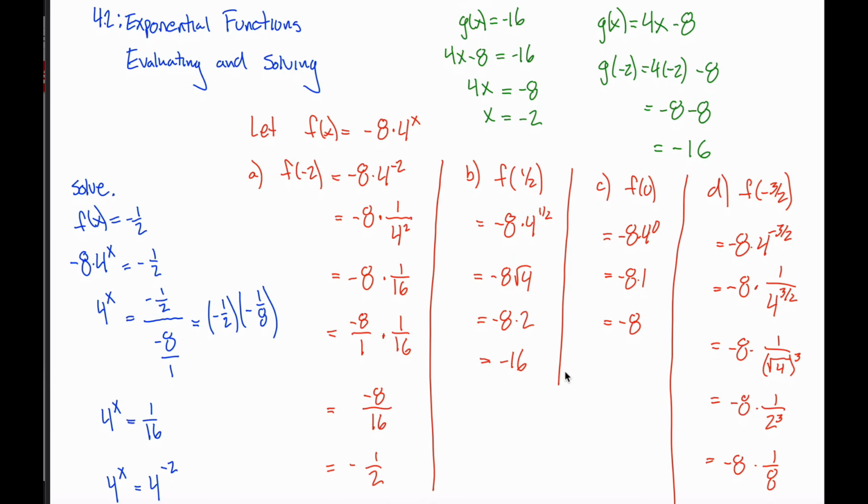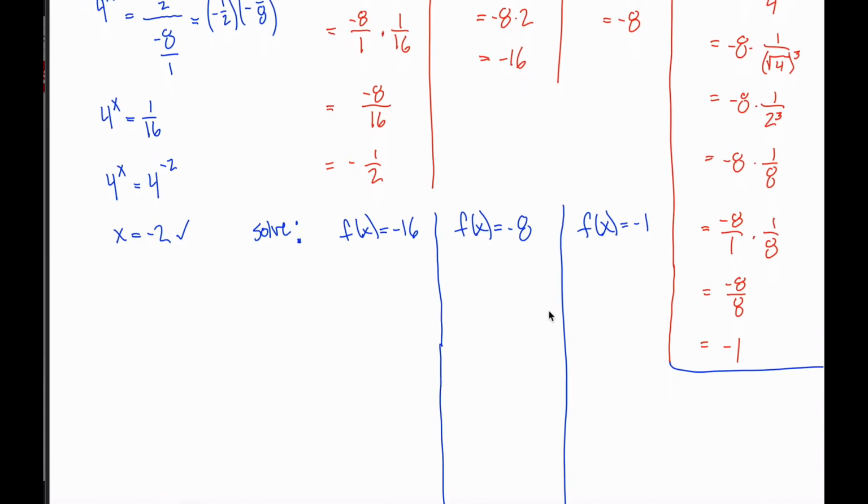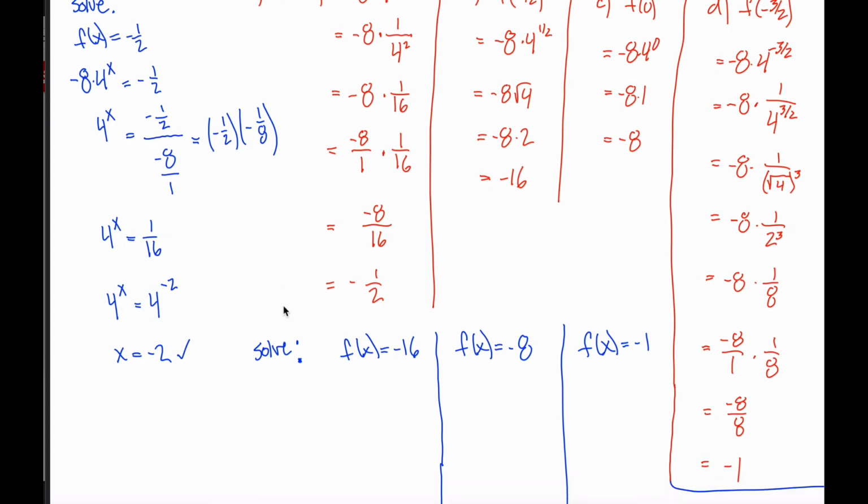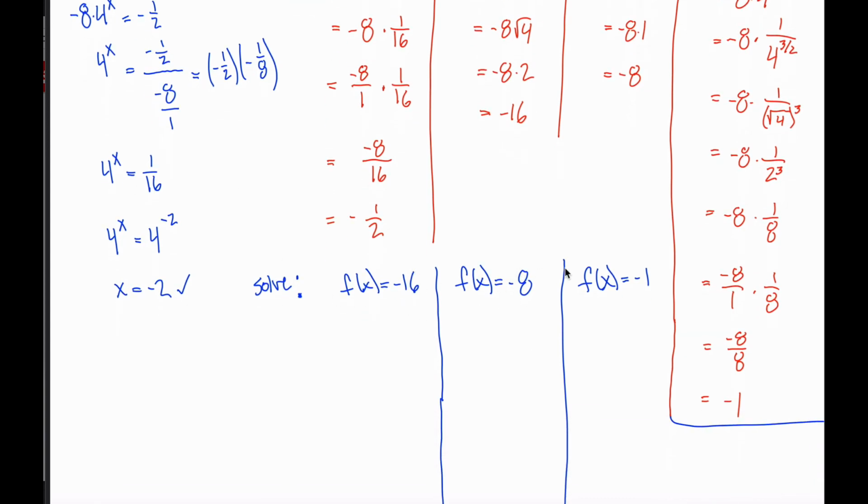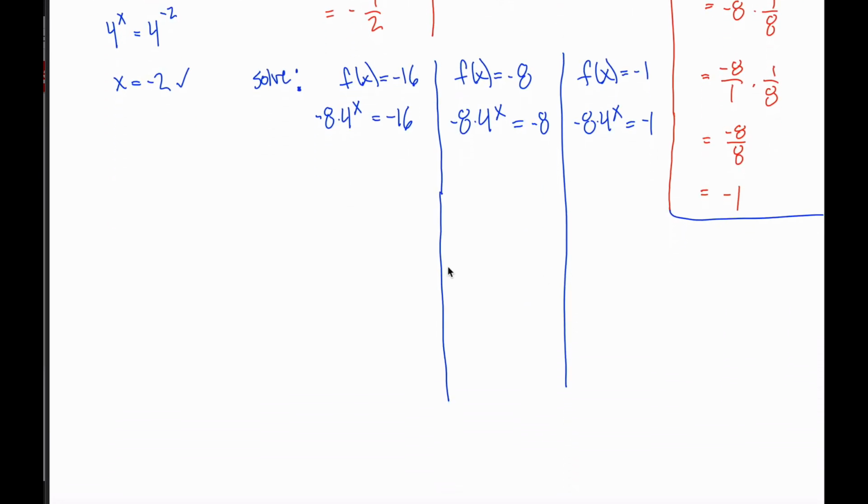But I want to pretend that I haven't done the work in red and I just have the work in blue and see if I can figure this out. The steps will be pretty similar to what we did over here. In each case, we're being told the output. So what we want to do is take the output of the function, this negative 8 times 4 to the x power, and set that equal to these values. And that leaves me with these 3 equations, and I just have to solve these 3 equations.